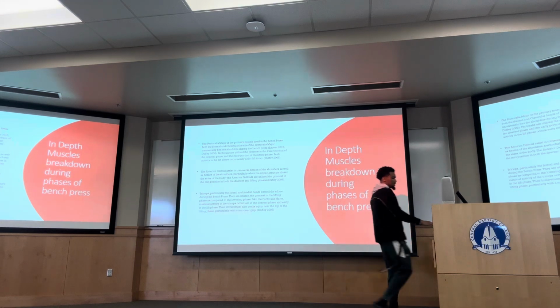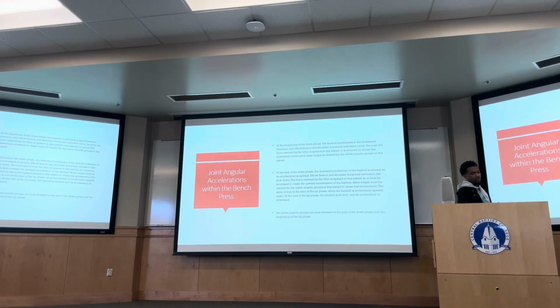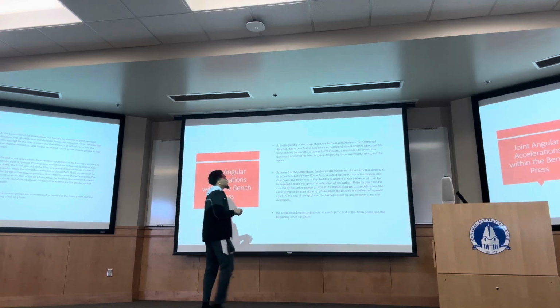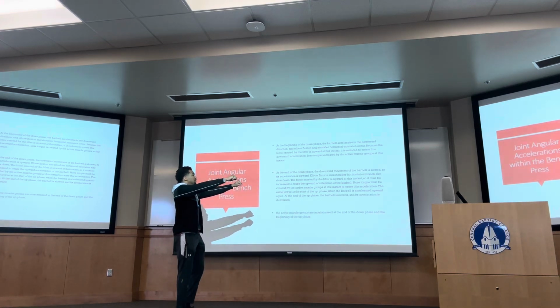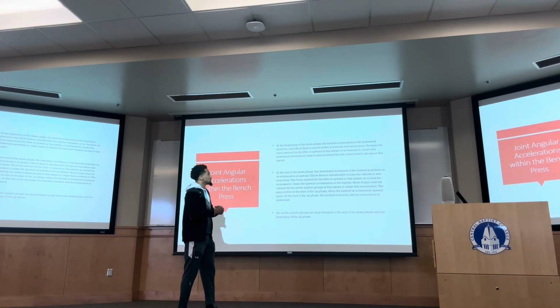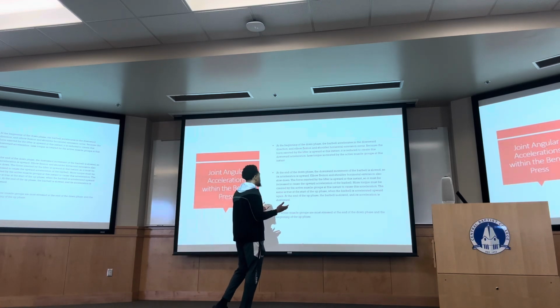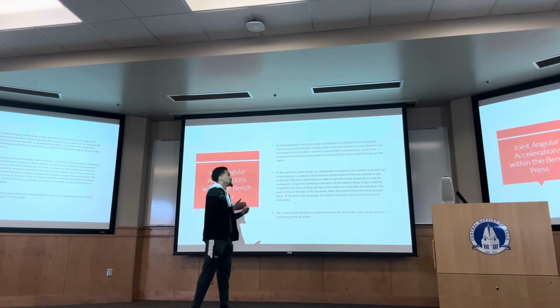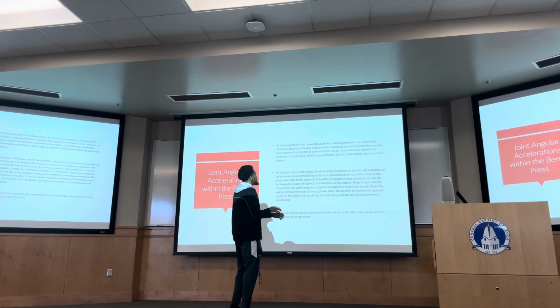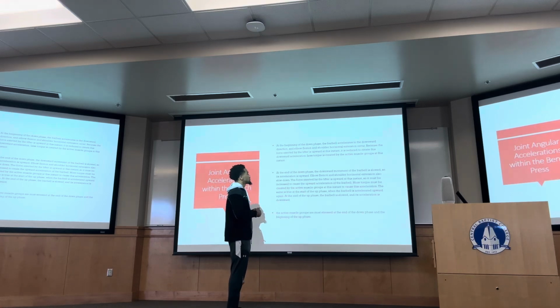Now let's look at the joint angular accelerations within the bench press. At the beginning of the down phase, we've got the barbell here. The barbell accelerates in the downward direction, and that's because of gravity, 9.8 m per second squared, and the elbow flexion and shoulder horizontal extension occur.